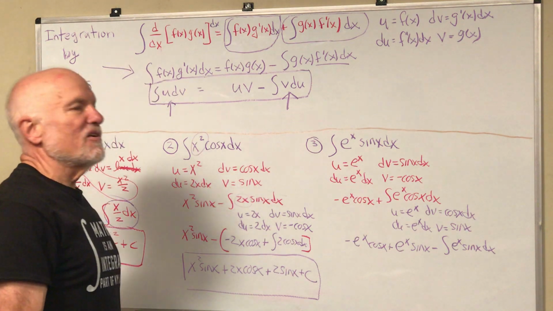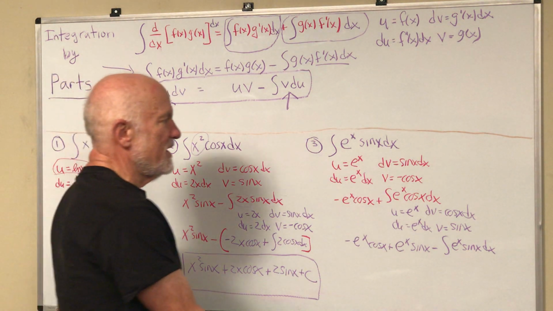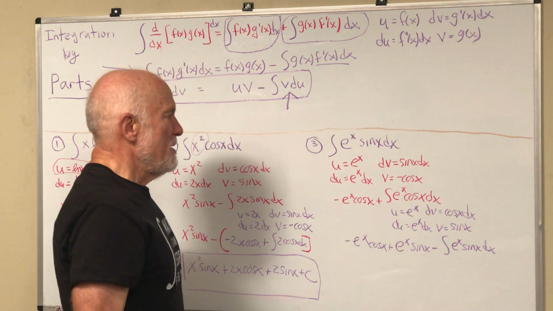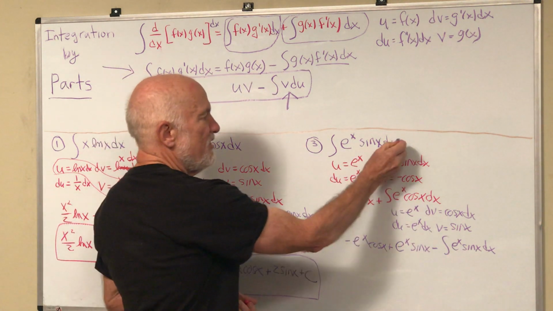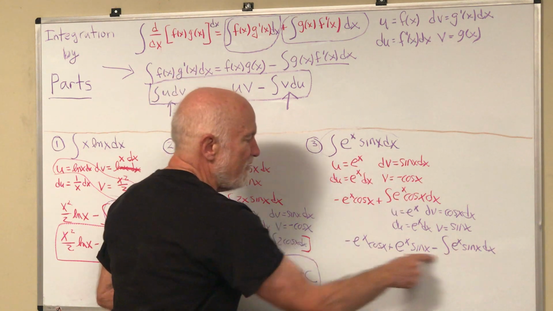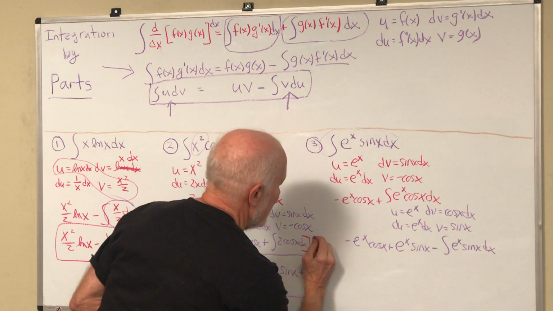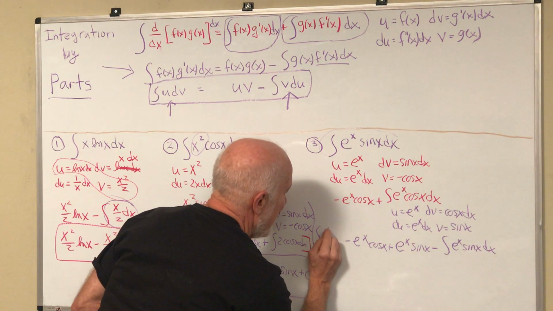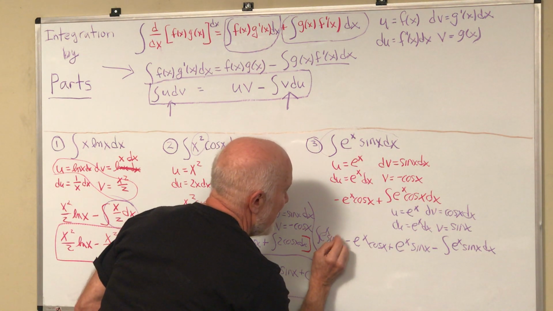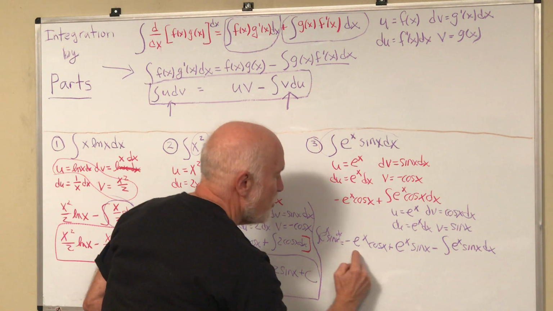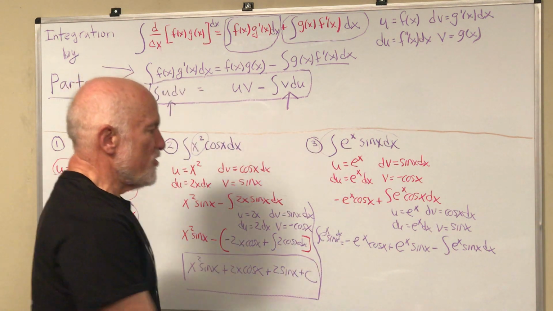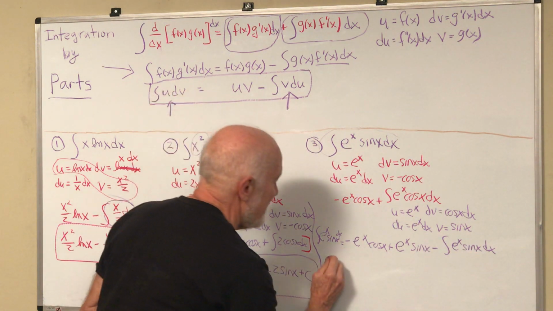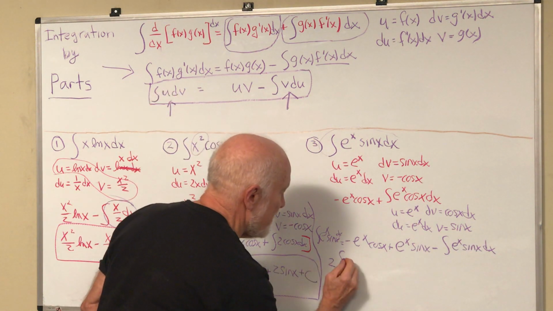And your thought is, oh boy, did I mess up? Because I'm back to where I started from. But remember, this is what you started from. So all of this is equal to this. So I can say the integral of e to the x sine of x equals all of this. So there's no reason I can't, since that's a minus, I can bring it to the other side and then have two of these.